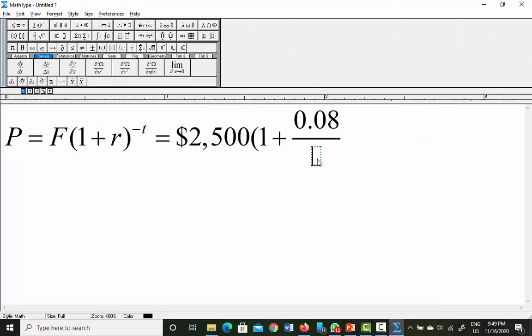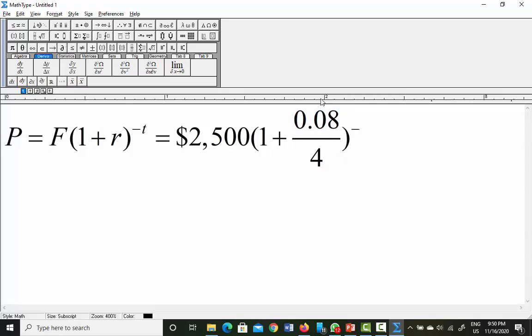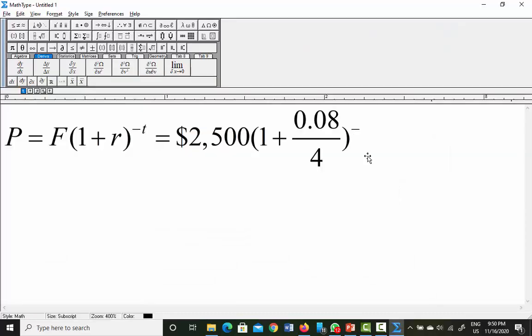In 1 year we have 4 quarters. So if you divide it by 4, we will get the quarterly interest rate. Bracket close. Power minus t. T is what? The time period or period of investment. The period of investment is 4 years multiplied by 4 quarters in 1 year. So in 4 years we will have a total of 16 quarters. That means 16 compounding periods, right? That means interest will be calculated 16 times.